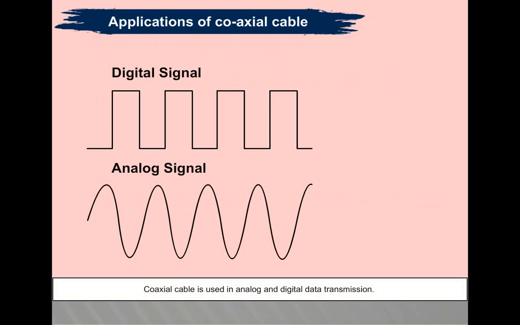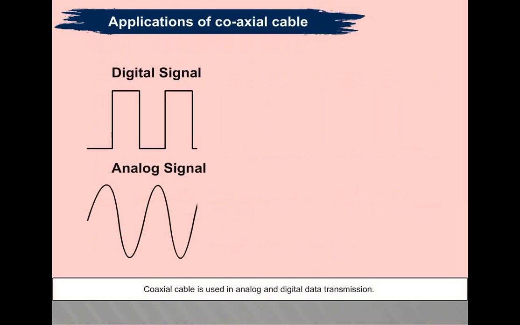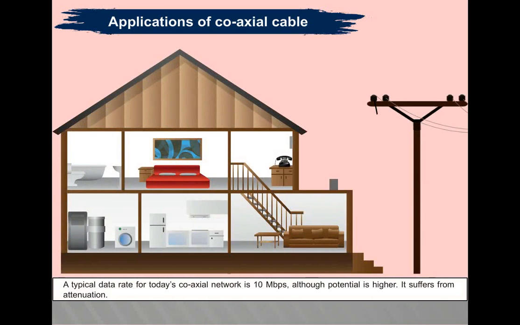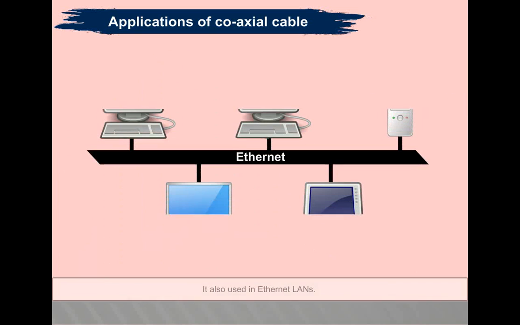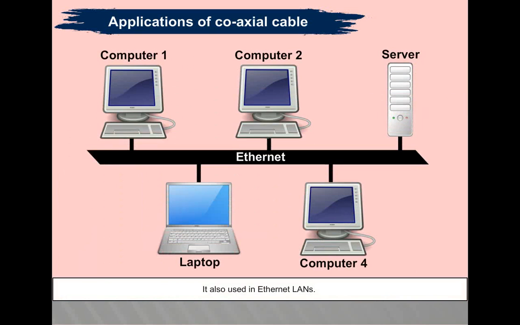Applications of coaxial cable. Coaxial cable is used in analog and digital data transmission. A typical data rate for today's coaxial network is 10 Mbps. Although potential is higher, it suffers from attenuation. Coaxial cable is used in telephone networks. It is also used in Ethernet LANs.